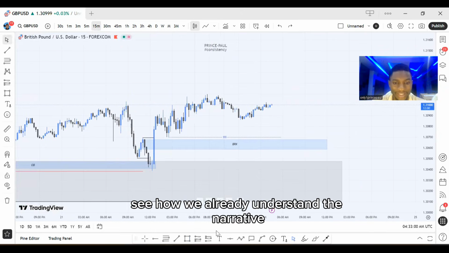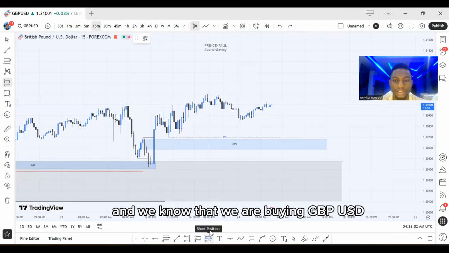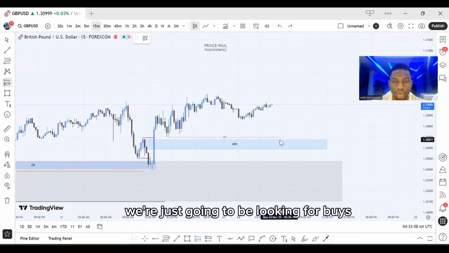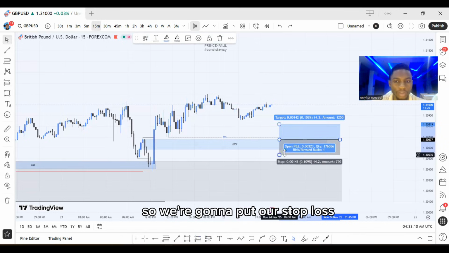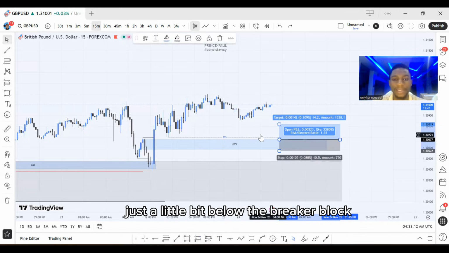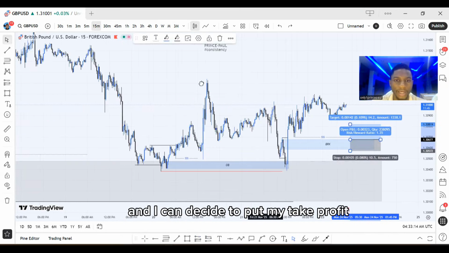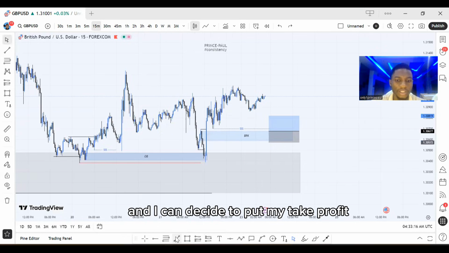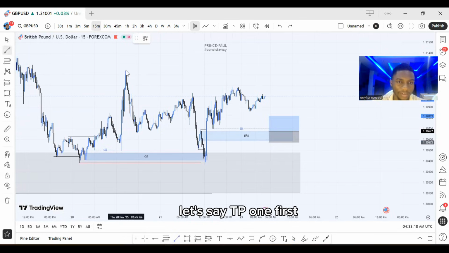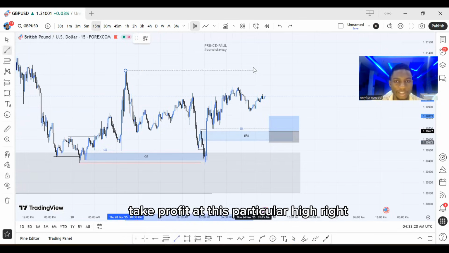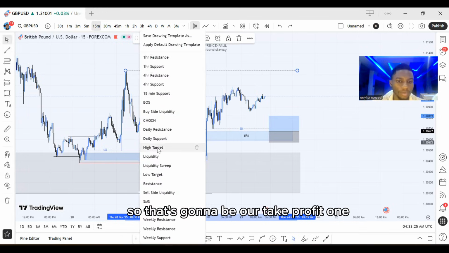See how we already understand the narrative, and we know that we are buying GBP. We're also going to be looking for buys. So we're going to put our stop loss just a little bit below the breaker block, and I can decide to put my take profit, let's say TP1, first take profit at this particular high, right? So that's going to be our take profit one.